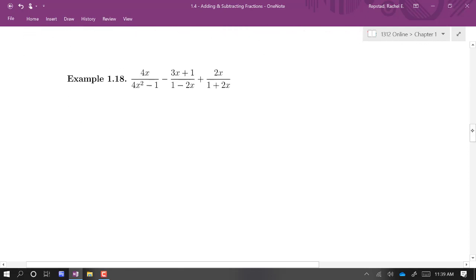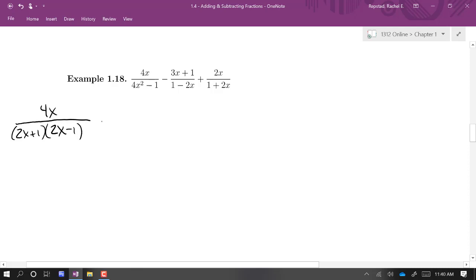Well, let's try again. Here's another one. We can see that the denominators are not the same. And then also we might notice that the first denominator will factor. So before I do anything, I'm going to rewrite this by factoring this first denominator. That is a difference of squares: 2x plus 1, 2x minus 1.